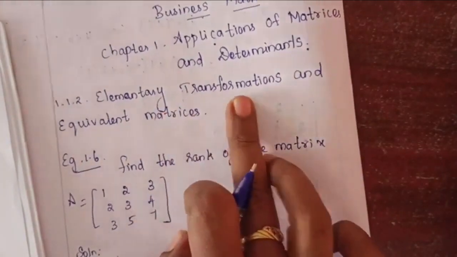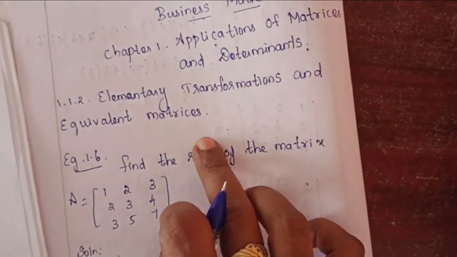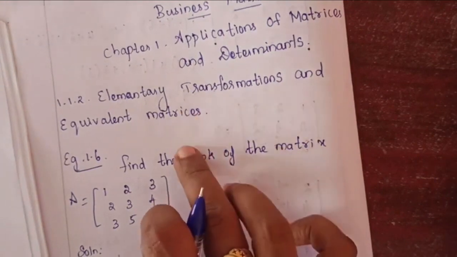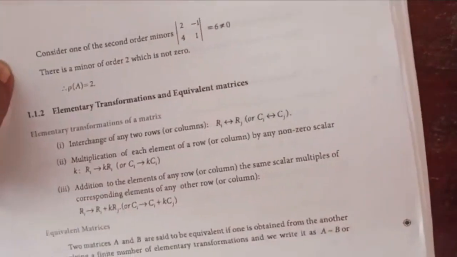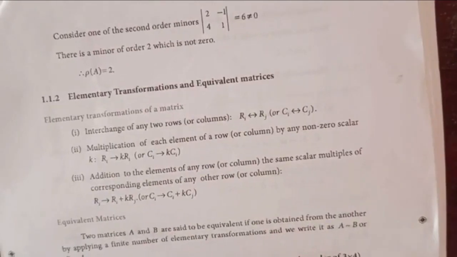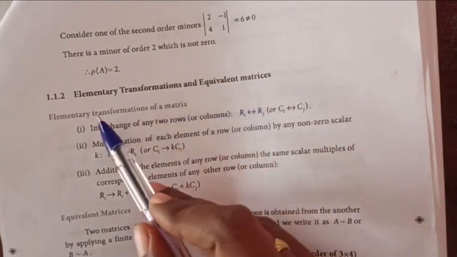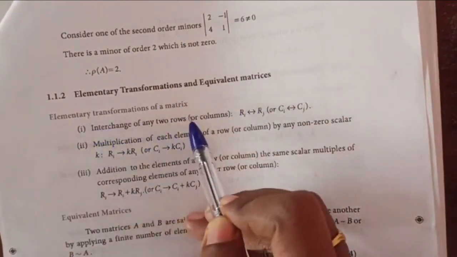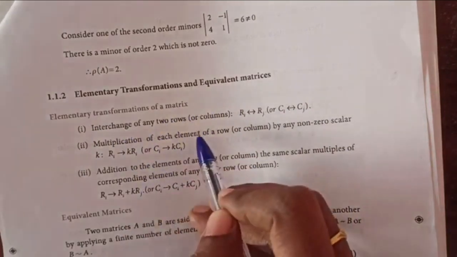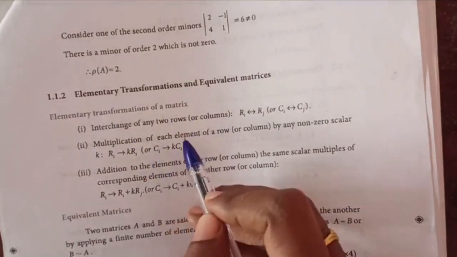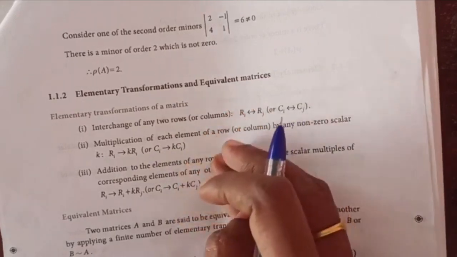Both elementary transformations and equivalent matrices are new to you. So first I will give the definition for elementary transformation and what equivalent matrices are. Understand? Okay. Take a book and refer to it. Definition for elementary transformations of a matrix: there are three steps. First, elementary transformation means interchange of any two rows or columns. So any two rows or columns you can interchange.